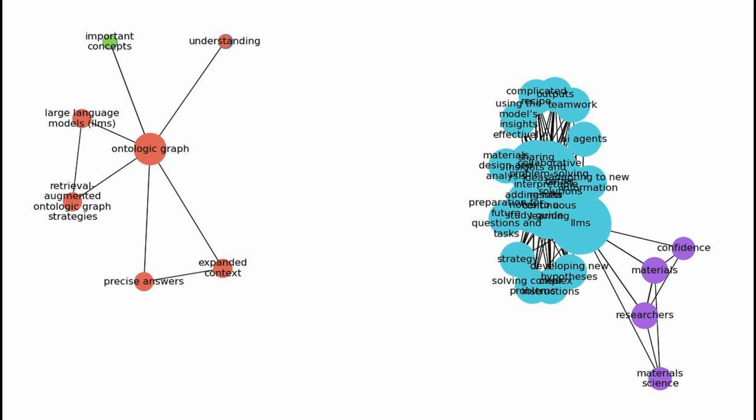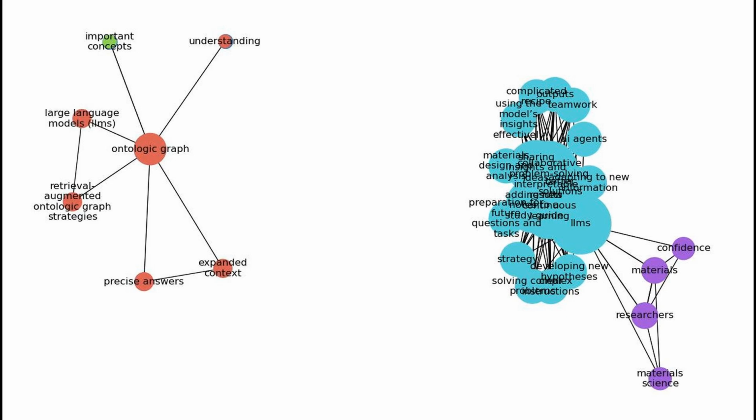Using retrieval-augmented ontologic graph strategies with large language models, LLMs, is like giving these models a map and a set of instructions to find the right information in a big, complex library. Here are some specific advantages of this approach.